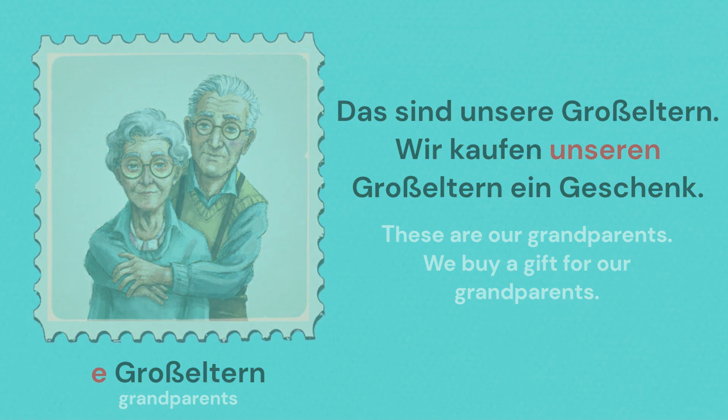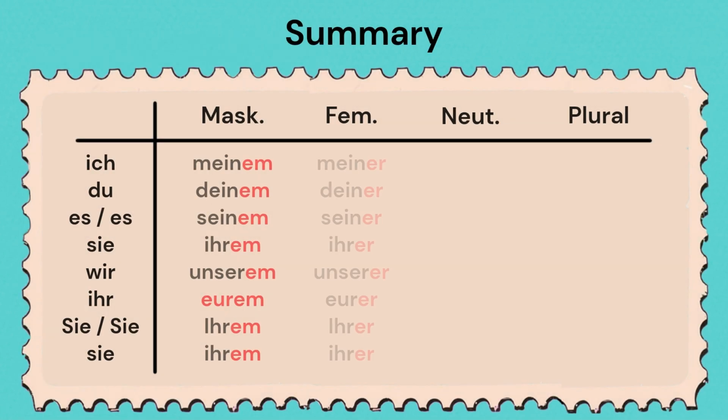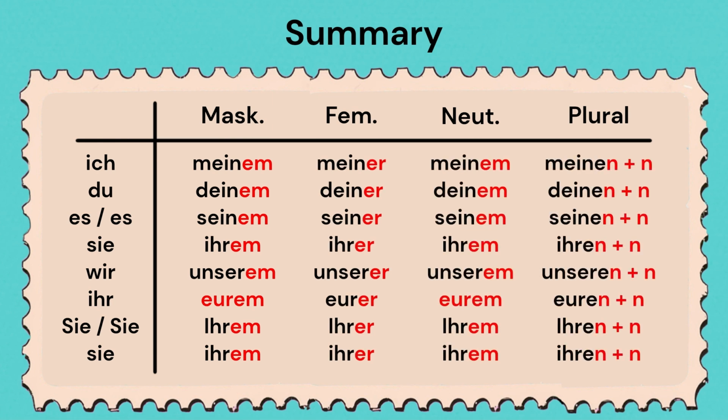Now let's summarize. Here is a table with all the possessive pronouns in dative. The first and foremost thing that you should remember here is what possessive pronoun should be used with which pronoun. To revise this, you can watch lesson 24 of our video series. If you remember them, it's very easy to remember the possessive pronouns in dative. As you can see, the possessive pronouns in masculine and in neutral are the same. For example, for ich, meinem, and meinem.